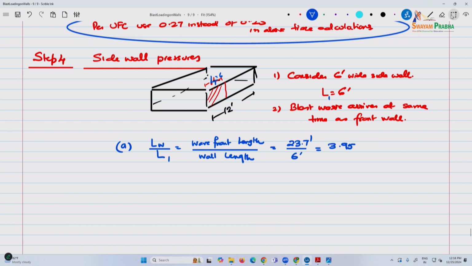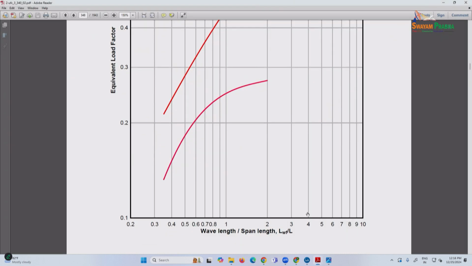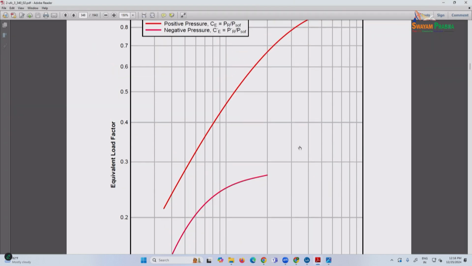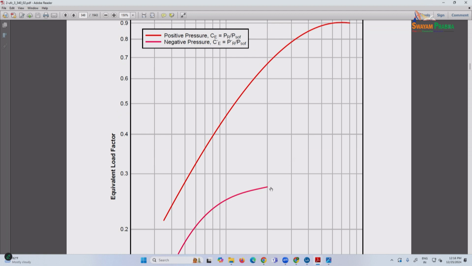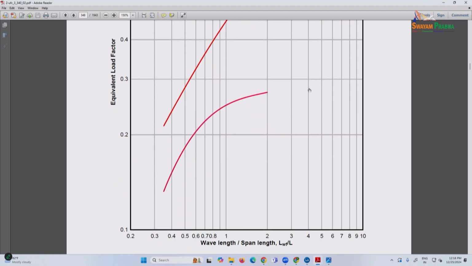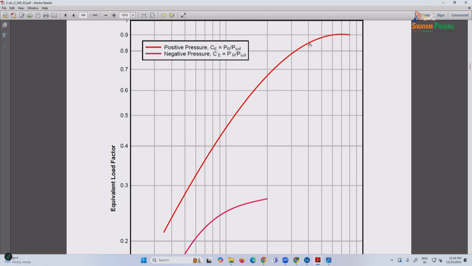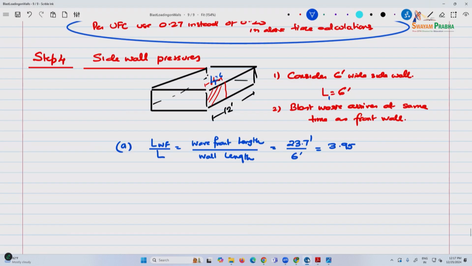So let's be consistent with the terms. LWF divided by L is 3.95, and so for 3.95, let's say 4. Now you'll find that the values are sometimes off the charts, especially for the negative, it stops right here. Positive, you're able to get something for 4, which is this line. So for 4, you're able to get somewhere between 0.8 and 0.9, a little above that also. Whereas here it stops at about 0.2 something, 0.28 or 0.275, whatever.